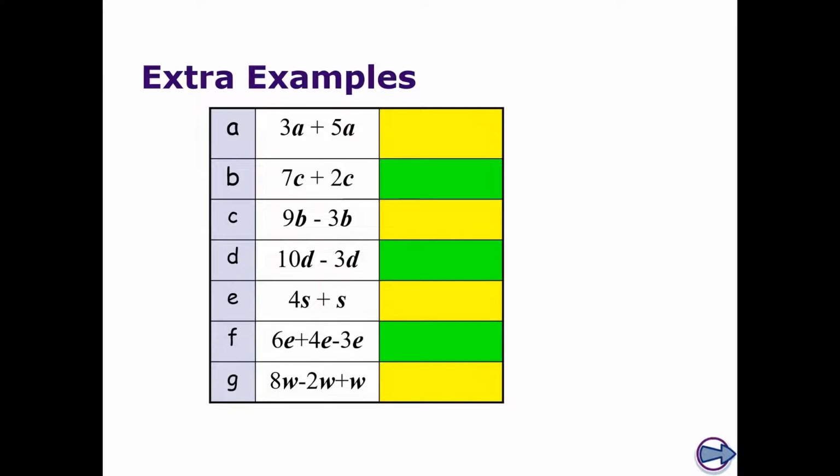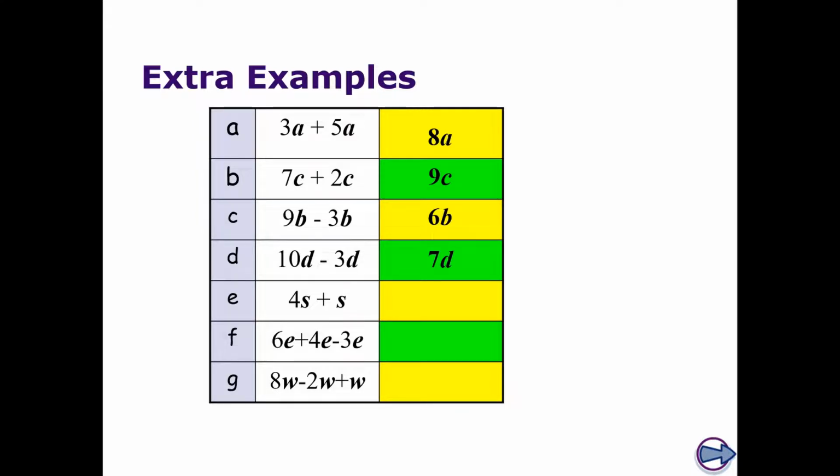Okay, let's go through the answers. So the first one, 3A plus 5A, you get 8A. 7C plus 2C, 9C. 9B subtract 3B gives you 6B. 10D subtract 3D gives you 7D.